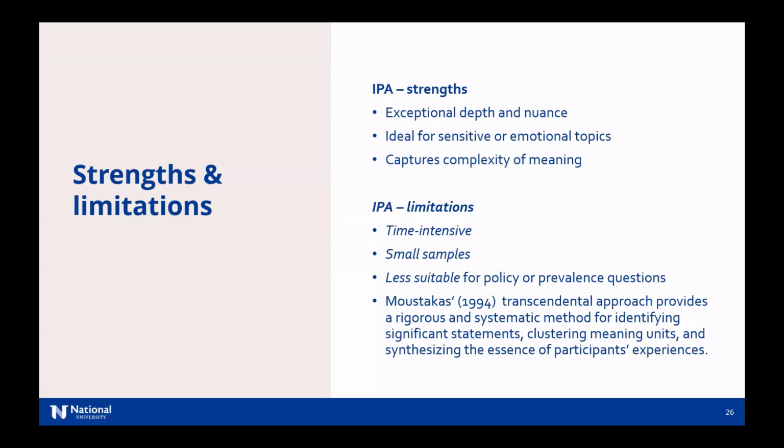And remember, Moustakas' 1994 transcendental approach provides a rigorous and systematic method for identifying significant statements, clustering those meaning units, and then synthesizing the essence of the participants' shared experiences. Moustakas, 1994, is one of the seminal authors of phenomenology. I've listed his publication in the references, and it needs to be read very, very closely if one is intending to do a phenomenological study.